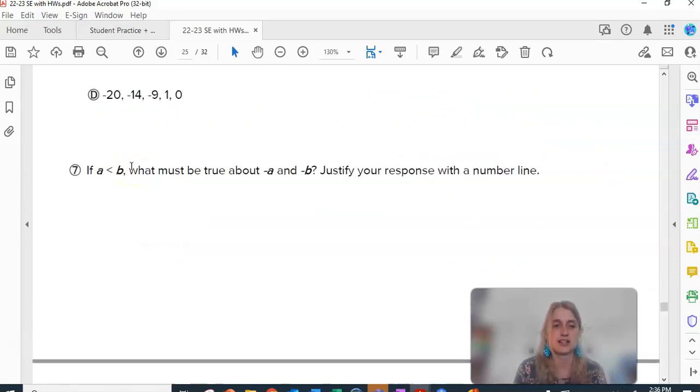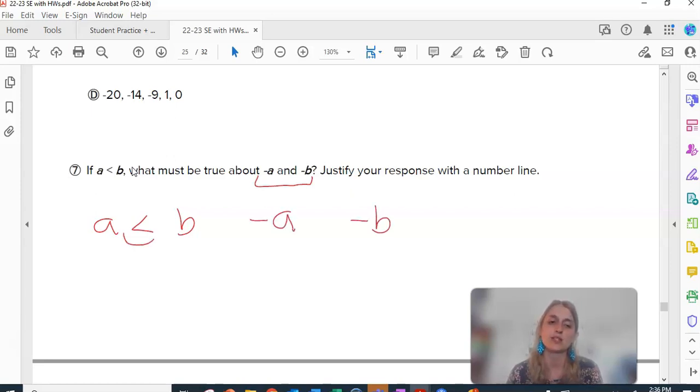Okay, this really is our last one. If A is less than B, what must be true about -A and -B? Oh, we literally did this question in class, so I hope you remember. A and B. A is less than B. The opposite of A, the opposite of B. What symbol are you going to use for right there? Then you're going to prove it on a number line.